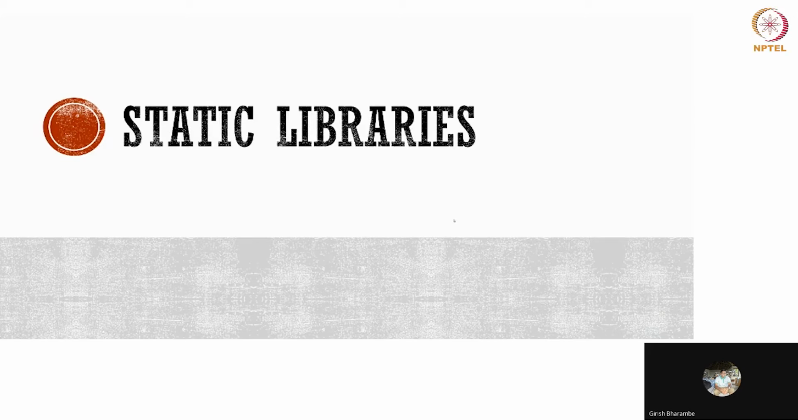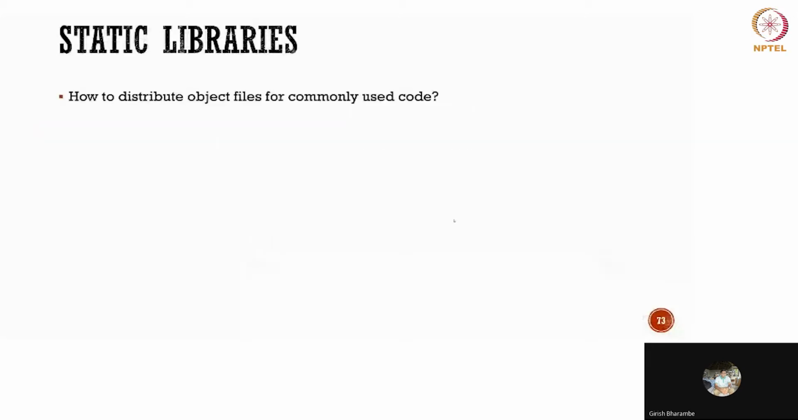Let's move on to static libraries. One of the reasons we have all this business of separate compilation and linker is that you want to allow code reuse, right? The reason you want to split your code into multiple files is because you want to reuse that code. For example, let's say you have written various data structure implementations.